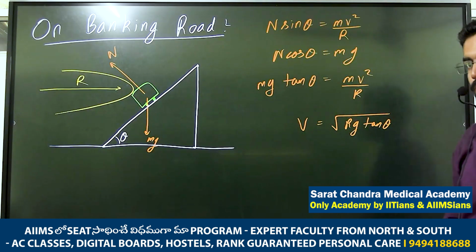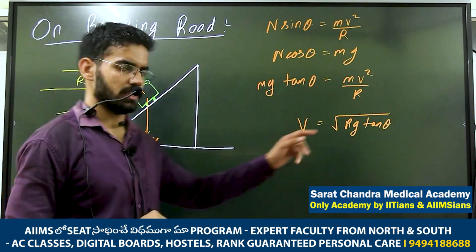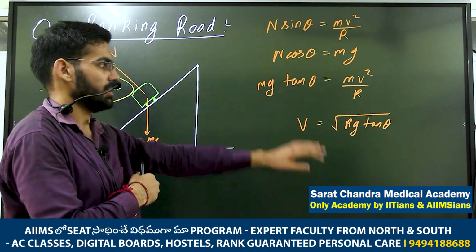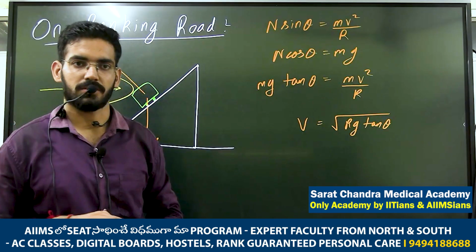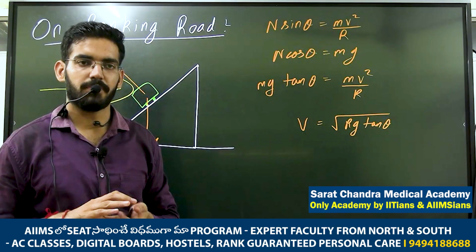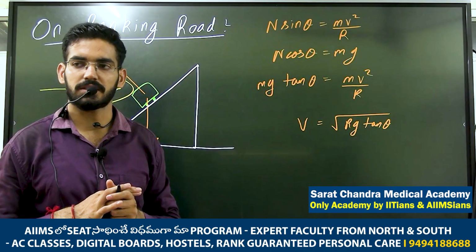Previously what was there? Mu rg tan. Mu rg. So like that there will be one more formula, you will understand. Wait for it. Rg tan theta. Okay, so this is the v. Now what will happen if I increase this v? And what will happen if I decrease this v?